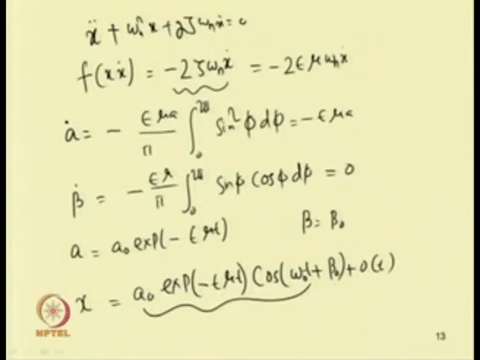Here we have taken zeta omega n equal to mu. So, zeta omega n is taken equal to mu, not zeta. So, in this case 2 zeta omega n x dot, we have substituted zeta omega n equal to mu. So, this becomes minus 2 epsilon mu x dot. So, the A dot equation we have written.